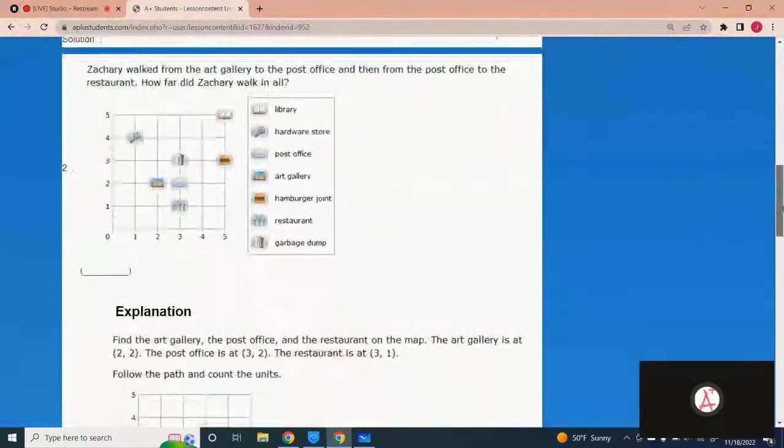Okay, just look at this one. Zachary walked from the art gallery to the post office and then from the post office to the restaurant. How far did Zachary walk in all? Okay, this is the post office. Here is the art gallery, and from the art gallery to the post office you have just 1 unit. Got it? Okay, then from the post office to the restaurant, here is the restaurant. From here he moved 1, 2, and 3. So that means the total distance he covered.